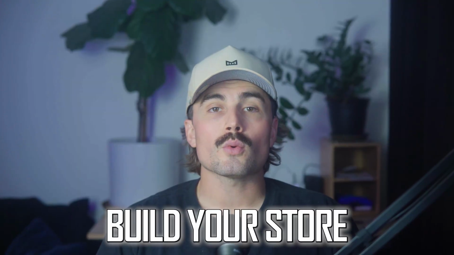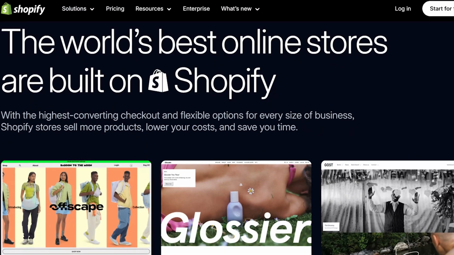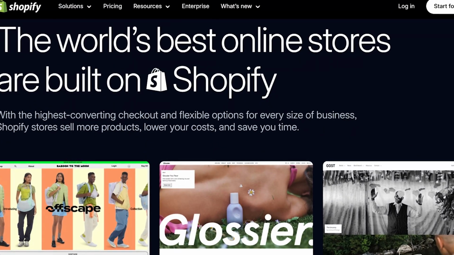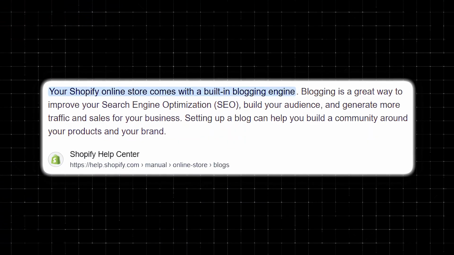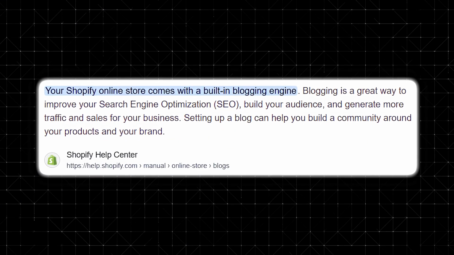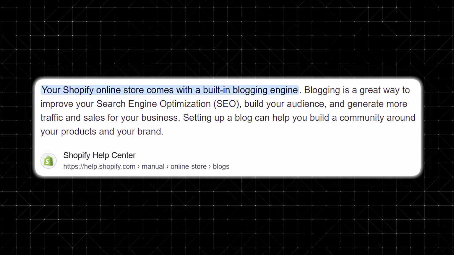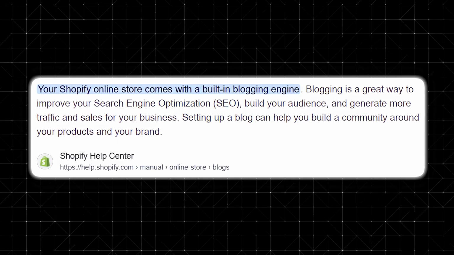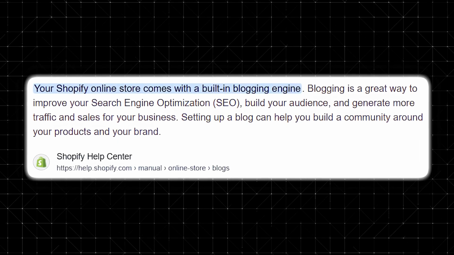Step 4, build your store. All right, now it's time to assemble your store. From the Shopify dashboard, you can choose a theme that matches your products and audience. Customize the theme with your logo, colors, and fonts. Write product descriptions that focus on benefits and use high quality photos. Now, Shopify also allows you to embed blog posts. So use a blog to share stories, tutorials, or news about your niche. Blogging builds trust and it can drive organic traffic.